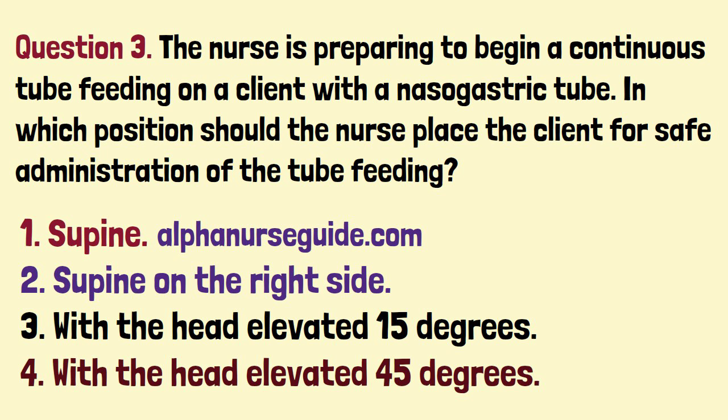The correct answer is 4. With the head elevated 45 degrees. Rationale. When a tube feeding is administered, the client is placed in a high Fowler's position for a bolus feeding and in a semi-Fowler's position, 30 to 45 degrees, for continuous feeding to allow gravity to help the flow of formula and to prevent reflux and aspiration.